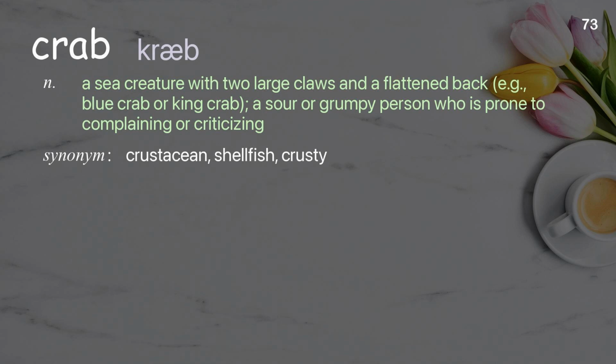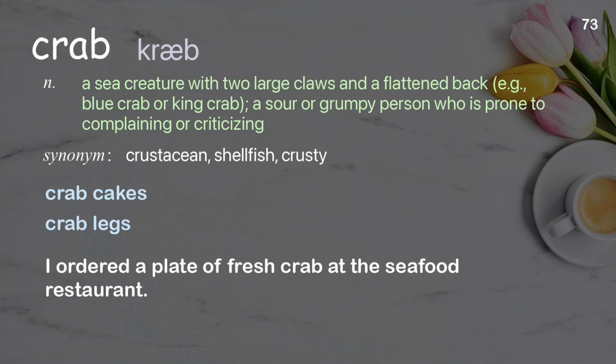Crab. A sea creature with two large claws and a flattened back. Example: blue crab or king crab. Also, a sour or grumpy person who is prone to complaining or criticizing. Examples: Crab cakes, crab legs. I ordered a plate of fresh crab at the seafood restaurant.